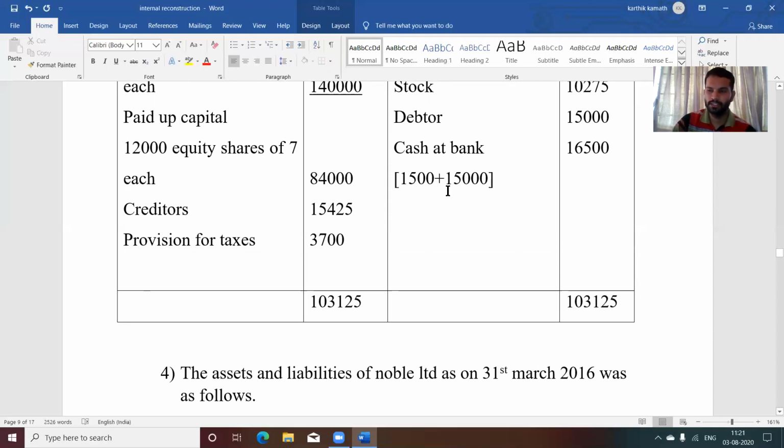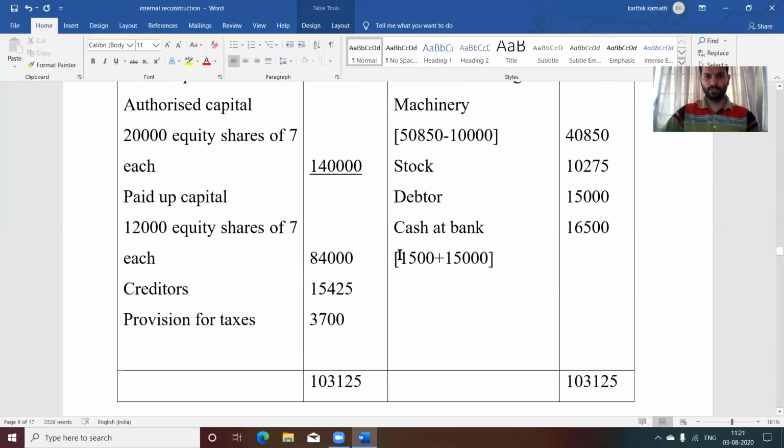What about goodwill? It is already written off. Then what about profit and loss account? It is also already written off. So if you add both sides, you will get the total 1,03,120. So this is how you are going to solve the problems.